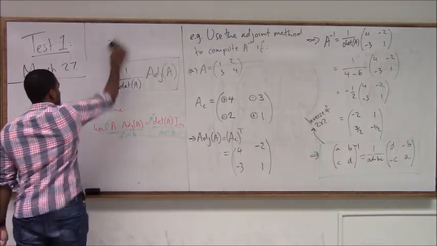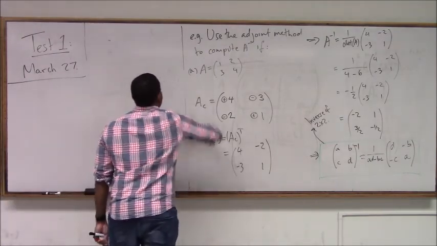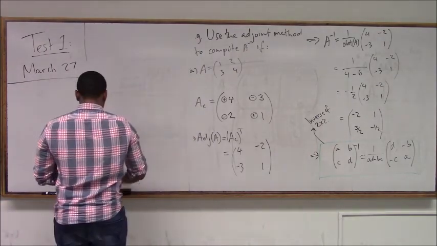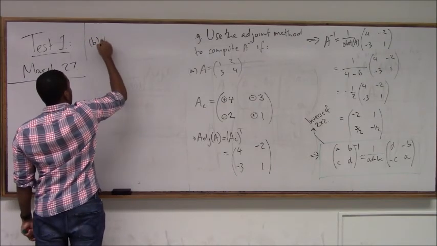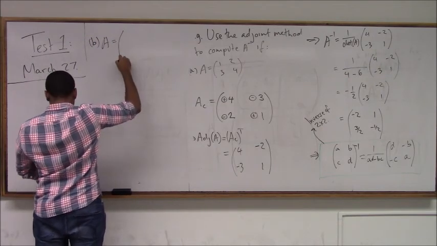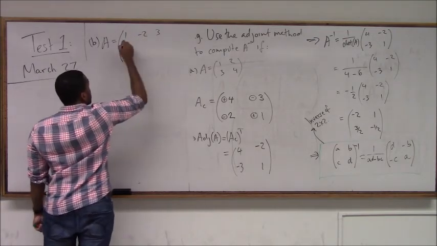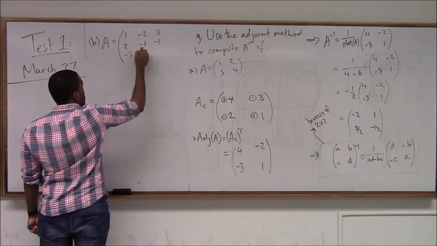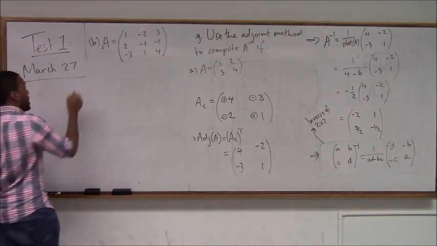In general, it's not so nice. For a 3 by 3, you'll do it differently. So if we look at the other 3 by 3 we looked at, 1, -2, 3, -1, -1, -3, 1, 4, you could do that as well.